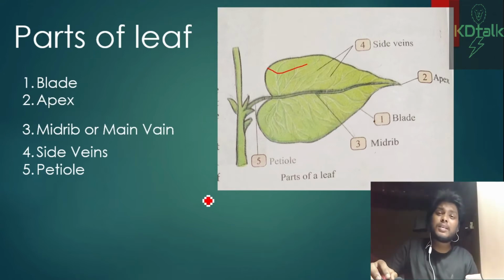And why does the leaf look green? The leaf looks green because of a pigment known as chlorophyll. That is an important thing.